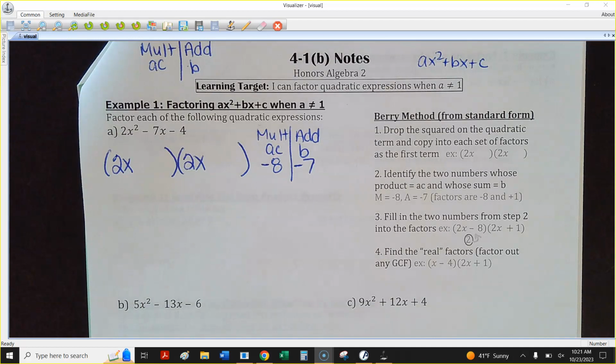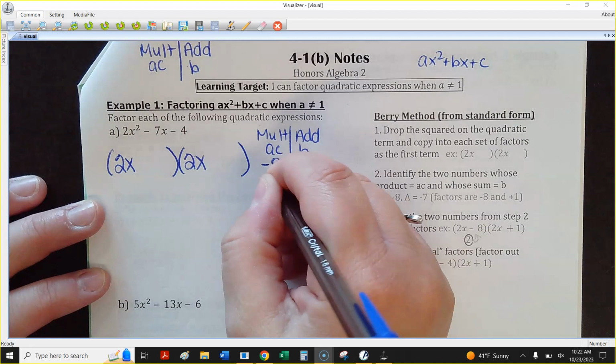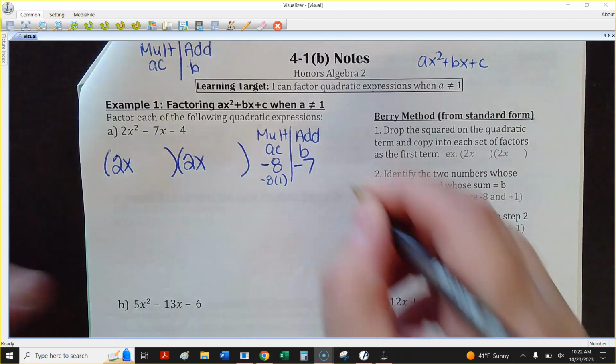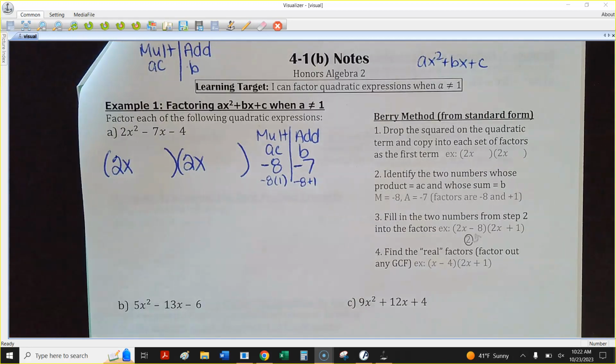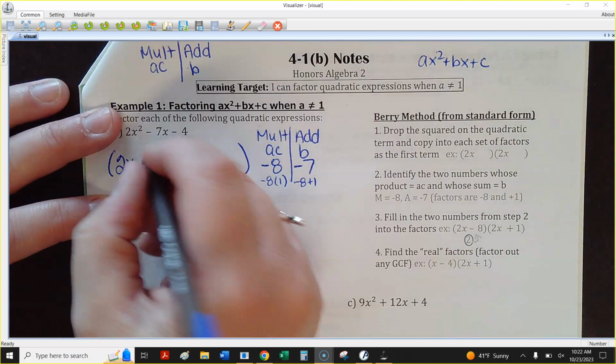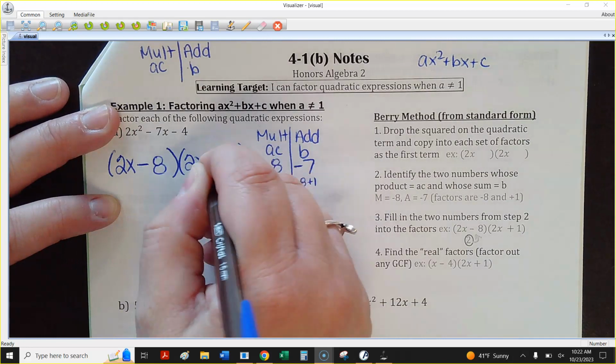Okay. Now, can anybody think of two numbers that multiply to give you -8 but add to give you -7? What do you think? Yes, okay, so if I do -8 times 1, that's -8, right? -8 plus 1 is -7. Now, I'm going to fill in the factors with those two numbers. So just make one a -8 and one a +1.